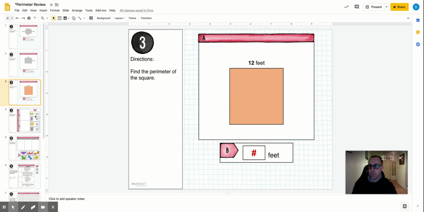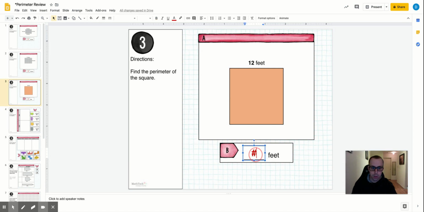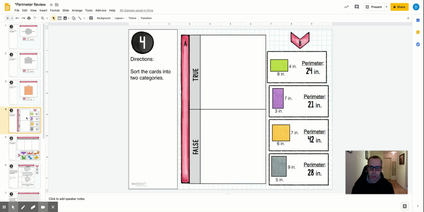All right, let's move on. Again, just click inside, backspace, and then type in your answer. All right, moving along. Here on question number 4, you have 2 categories, true and false. They give you 4 shapes, and they're asking you if the perimeter given, in this case we have 8 and 4 and 8 and 4, so you add 8 plus 4 plus 8 plus 4. Does that equal 24? If true, put it here. If false, put it here.